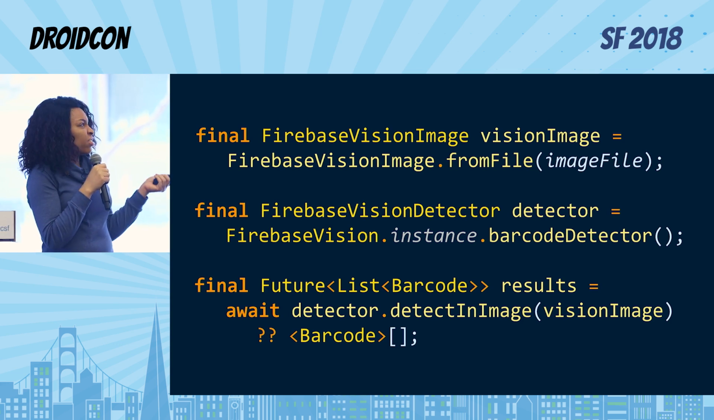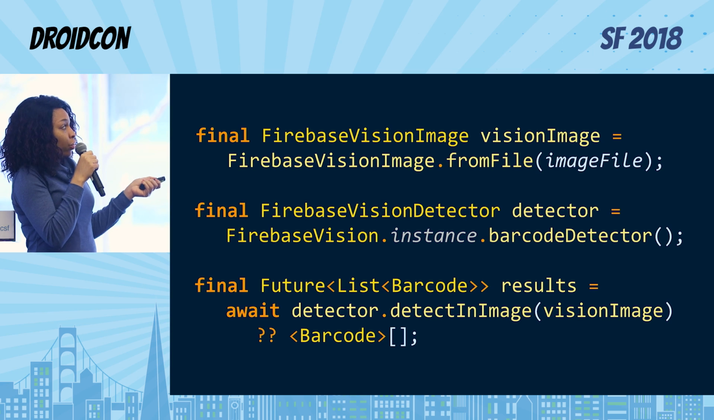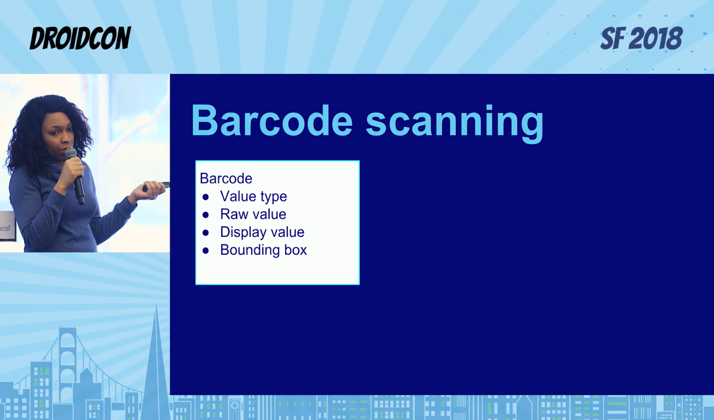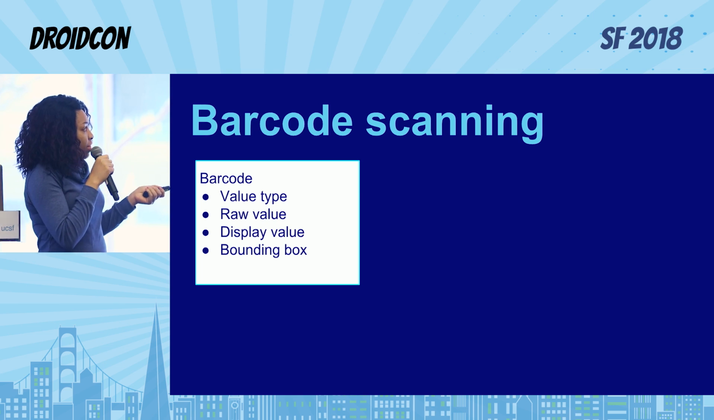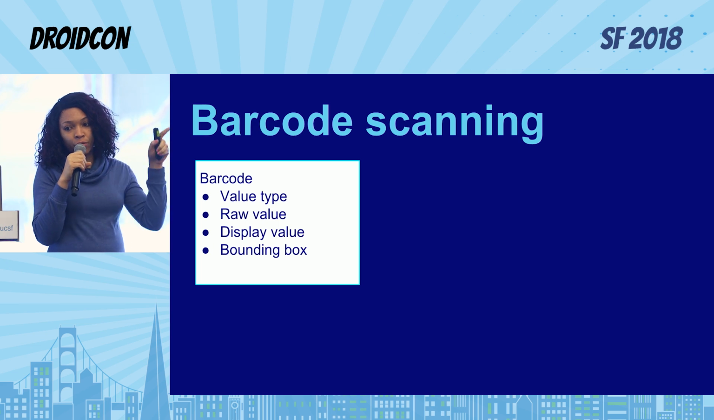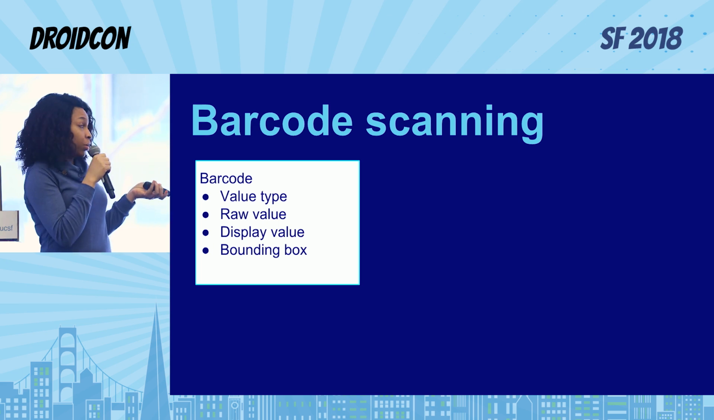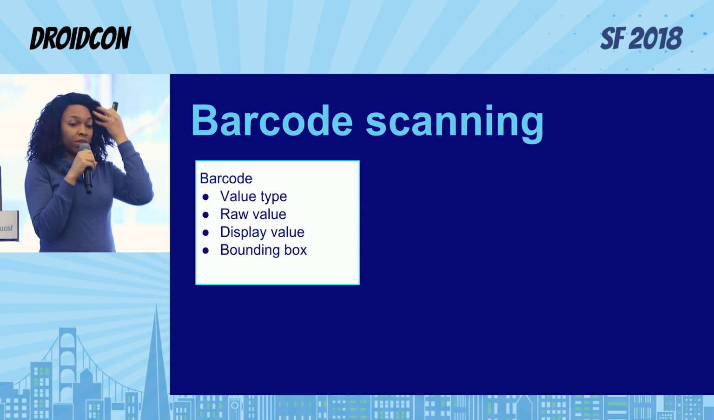And this is just some of the data from the object. So you have your value type, so it's going to tell you if it's a text or if it's Wi-Fi or if it's SMS or something like that. And then you have raw value, display value, and bounding box. So bounding box is just the rectangular coordinates for where the barcode is in the image. And then display value is what the numbers underneath the barcode, which is pretty cool. You can have different use cases for this.